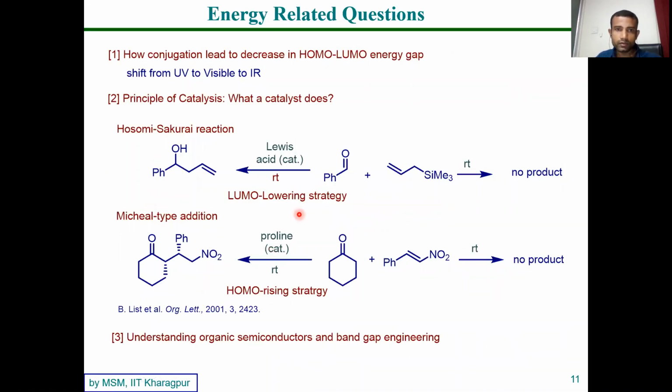Why do we need to learn about their energy levels? Let us start with a few questions. If you increase the conjugation, that leads to a decrease in the HOMO-LUMO energy gap, and a shift from UV to visible to IR range can be observed by adding one more chromophore or more chromophores.